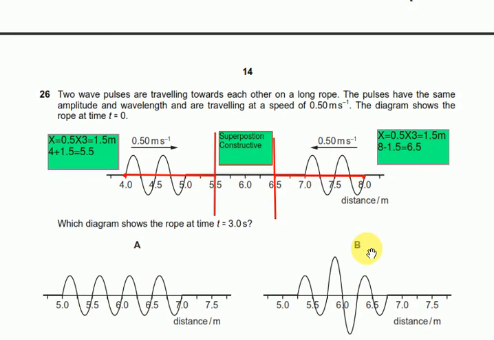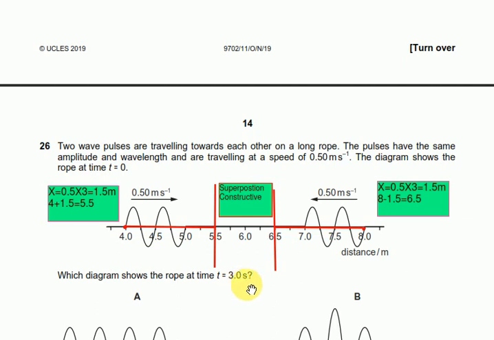Question number 26 says that two wave pulses are traveling towards each other on a long rope. The pulses have the same amplitude and wavelength and are traveling at a speed of 0.5 meters per second. The diagram shows the rope at time t equals 0. Which diagram shows the rope at time t equals 3 seconds? At time t equals 3 seconds, we have to find what the graph would look like. For this graph, that's two complete periods. Consider this starting point, which is 4.